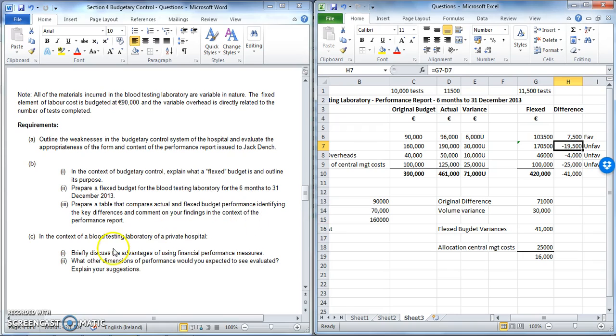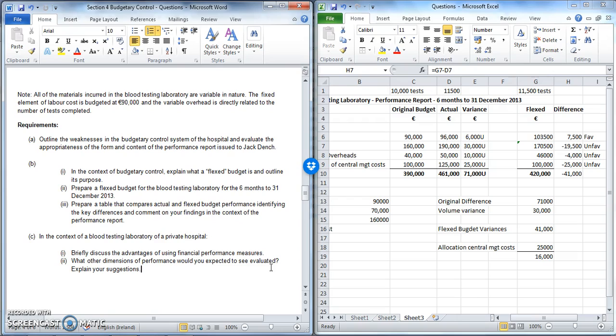And Furniture Co. Final one here, in the context of the blood testing laboratory, briefly discuss the advantages of using financial performance measures. So again, we talked about this in the slides in week 8, and we'll also touch on it in week 9 as well. What are the benefits of using financial measures for this situation?